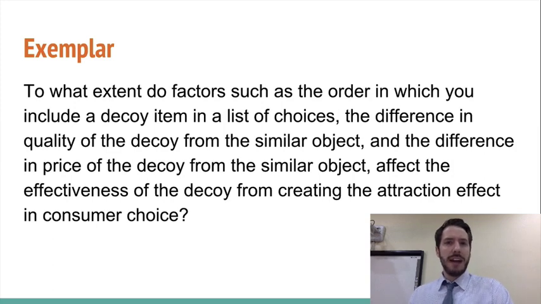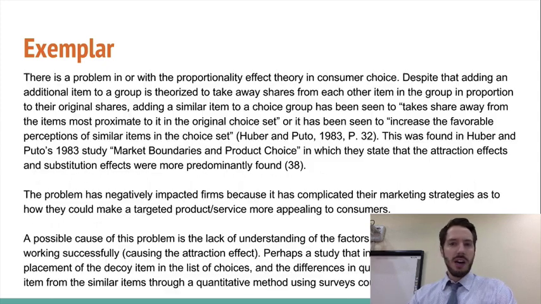To what extent do factors such as the order in which you include a decoy item in a list of choices, the difference in quality of the decoy from the similar object, and the difference in price of the decoy from the similar object affect the effectiveness of the decoy from creating the attraction effect in consumer choice? Okay, I don't know what a decoy item is, and I don't know why that's important.